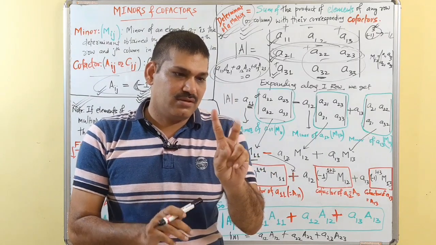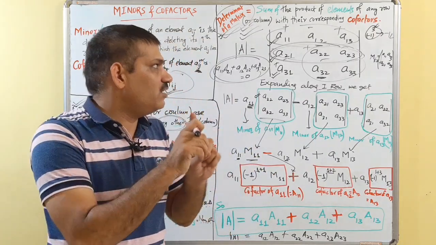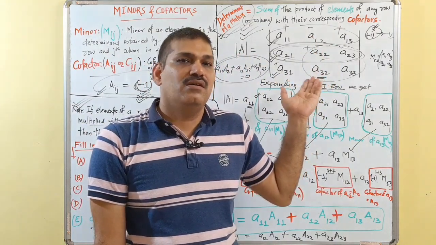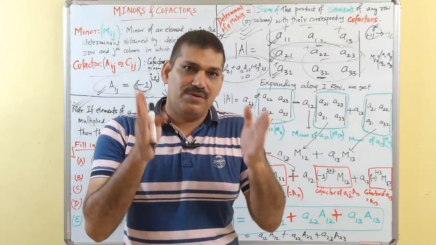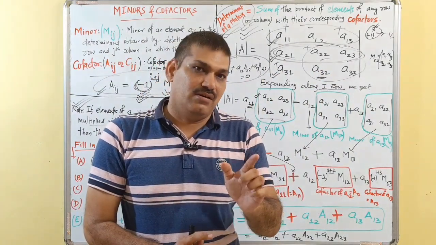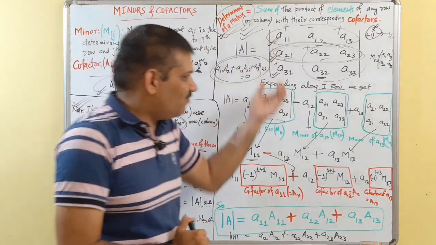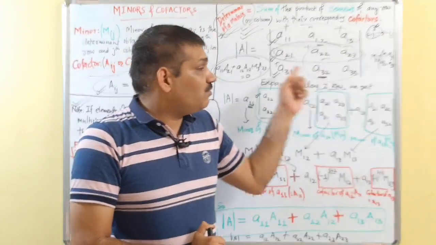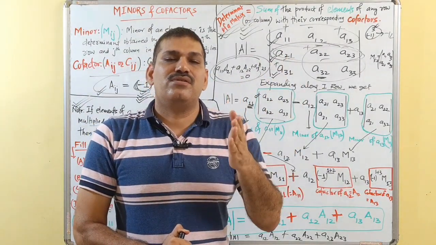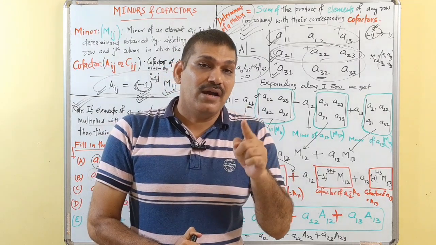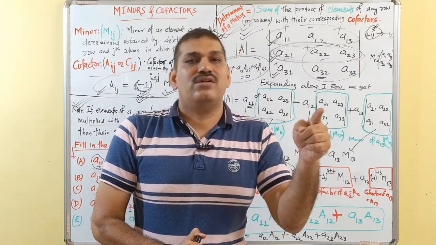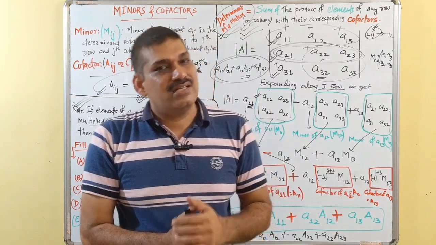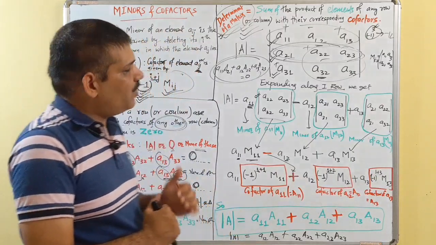So there are two rules. If you choose a row or column, multiply its elements with their corresponding cofactors and sum them up, you are going to get the value of that determinant. But if you take the elements of a particular row and multiply them by the cofactors of any other row or column and sum them up, then the sum is always 0.